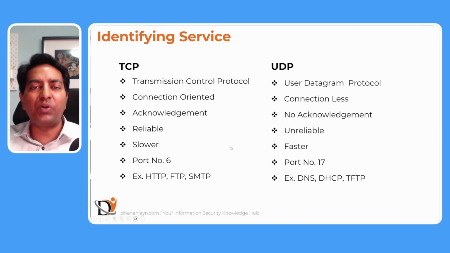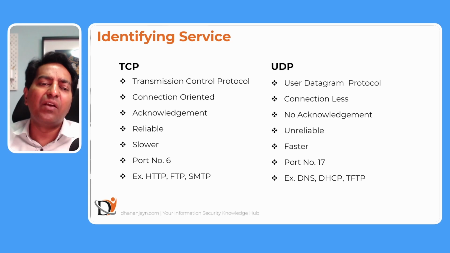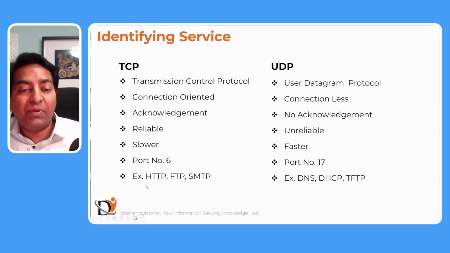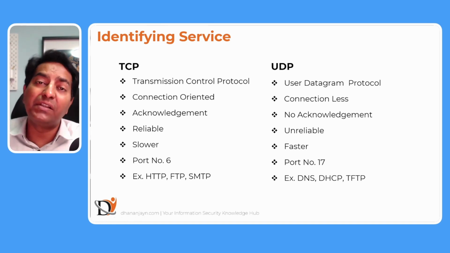Now coming to the protocol numbers, while we do packet analysis in Wireshark, we'll see them. TCP uses number 6, whereas UDP uses number 17. Now talking about examples, HTTP, FTP and SMTP are some of the examples of TCP. What that means is the HTTP protocol makes use of TCP, FTP makes use of TCP, and the email service SMTP also makes use of TCP.